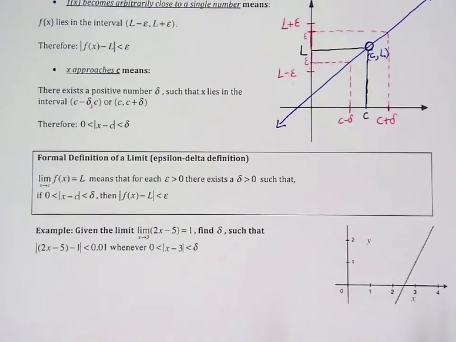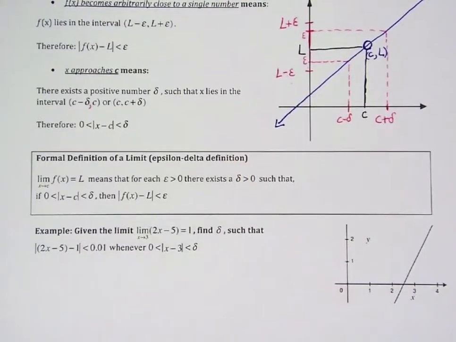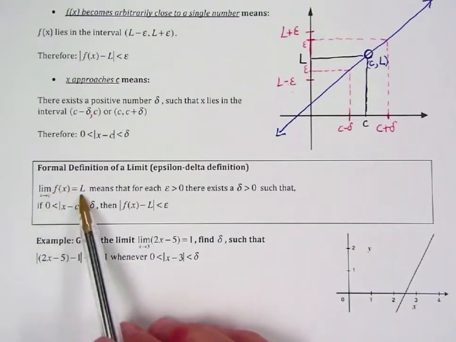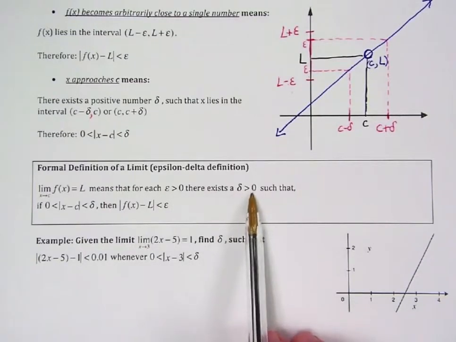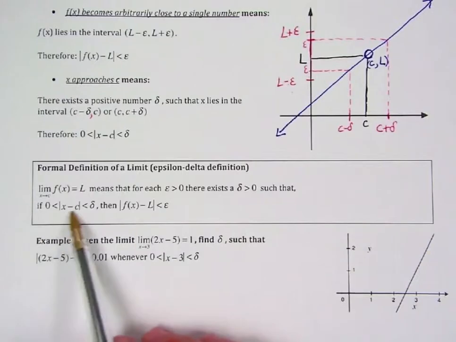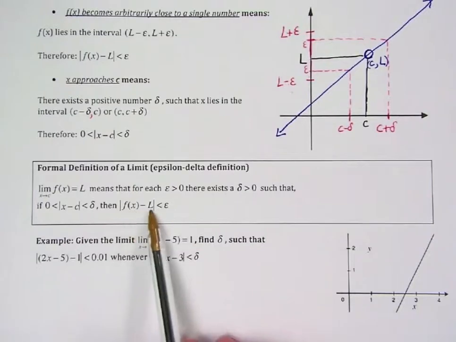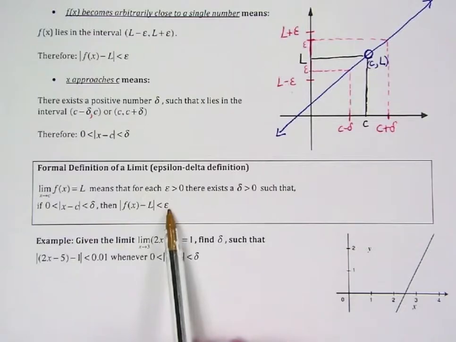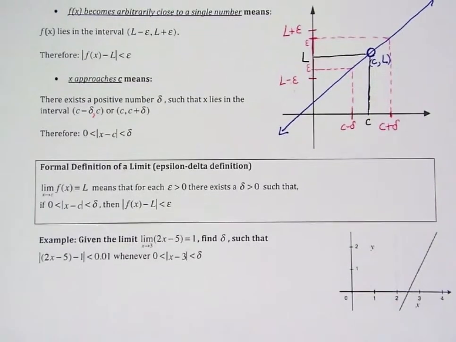It's going to be very important that you memorize this formal definition, also called the epsilon-delta definition. So the limit as x approaches c of our function f of x equals L means that for each epsilon greater than 0, there exists a delta greater than 0 such that if the absolute value of x minus c is between 0 and delta, then the absolute value of f of x minus L is going to be less than epsilon. Whether you understand this definition or not, we're going to use it in a couple examples and see how this works.